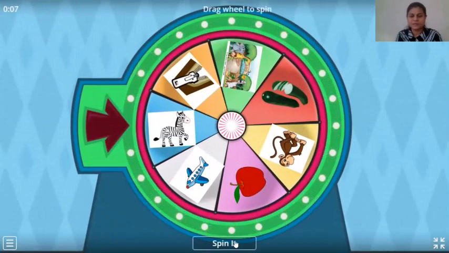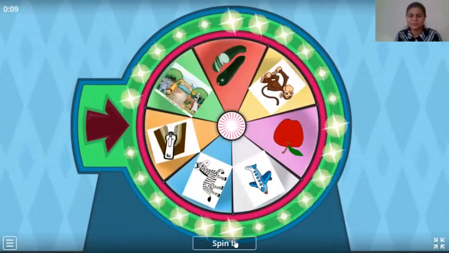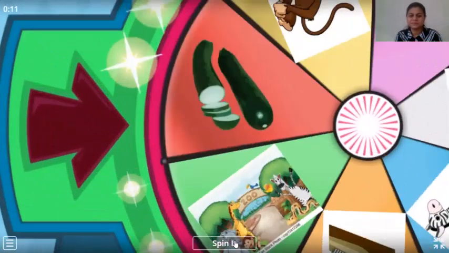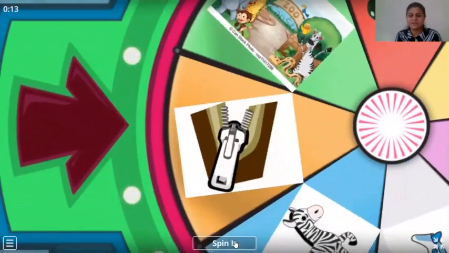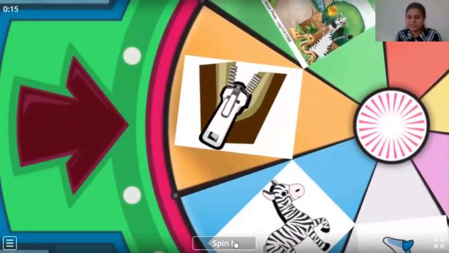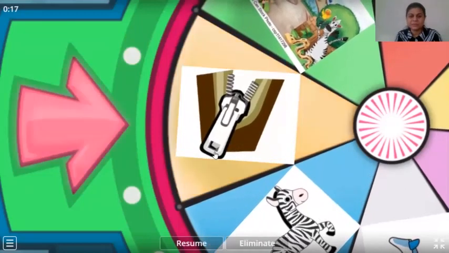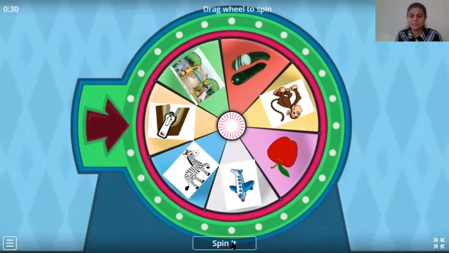Time to spin the wheel. All right, let's take a look at this picture. It's the picture of a zip. Z, z, zip. Yes, it is letter Z picture. So let's spin it.